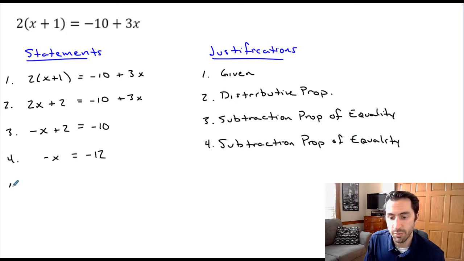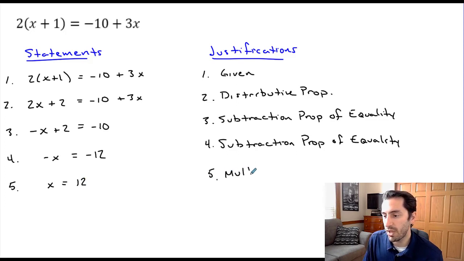In our last step, I have a negative x. I want that to be a positive x, so why don't we multiply both sides by negative 1? That gives me a positive x, and then negative 12 times negative 1, we get a positive 12. And then our last justification: how did we go from step 4 to step 5? We used the multiplication property of equality.